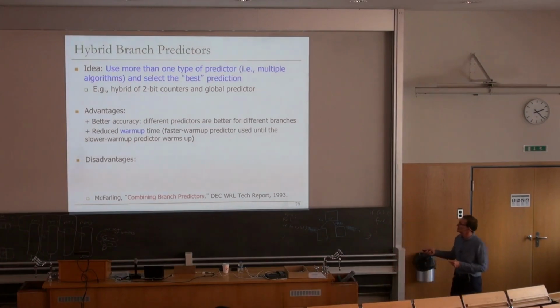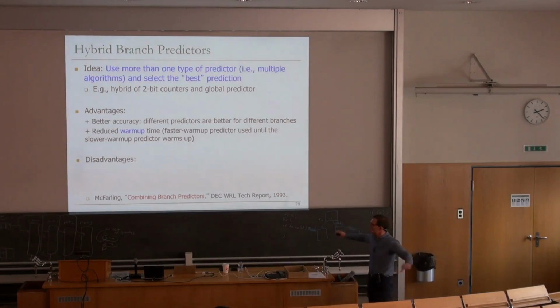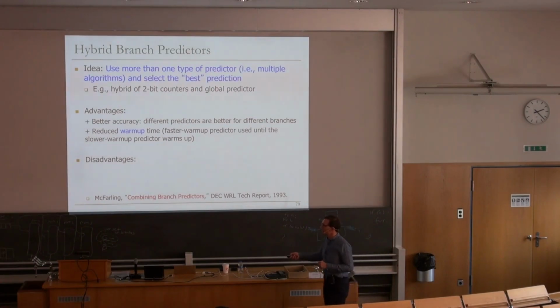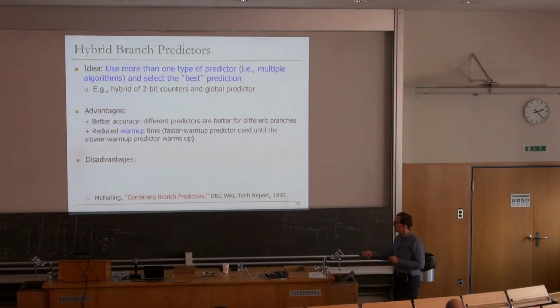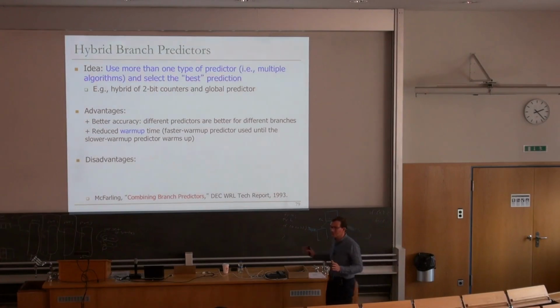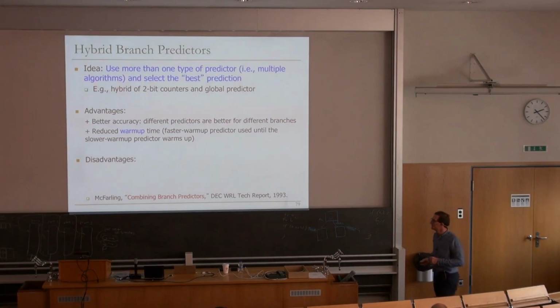Faster warm-up: the faster predictor is used until the slower-warming predictor warms up. Actually, for some of these predictors that we've discussed, if you have very long histories, or many, many branches, it may take a long time to warm them up. If you assume that you have a 16-bit history, when do you consider the predictor to be warmed up? Right? Maybe some entries in the predictor are warmed up, but some entries are not warmed up yet. So this is an issue actually with these large predictors.